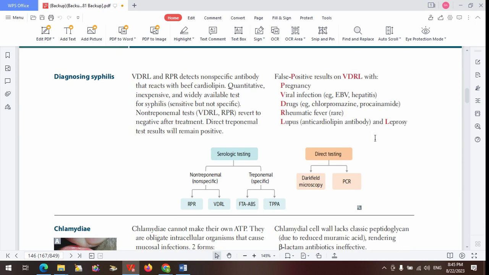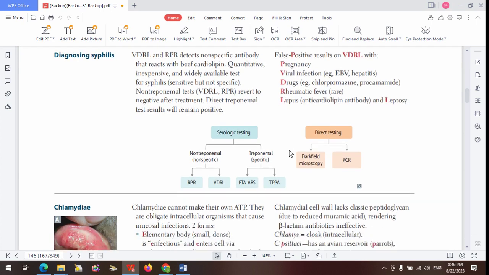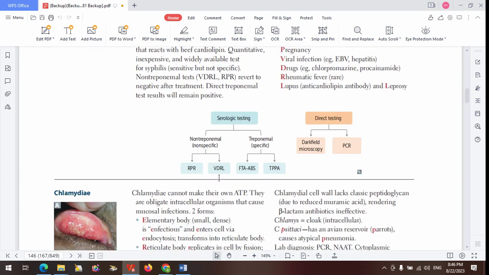Rheumatic fever is the R. Then the L is lupus, leprosy, and lupus erythematosus. So we should just remember the V, the viral agents, Epstein-Barr virus and hepatitis virus. Then the D, the drugs, procainamide and chlorpromazine. The R, rheumatic fever, which is very rare. Then L is the lupus and leprosy. We should know that these drugs too can cause lupus. So that's all about the RPR and the VDRL.